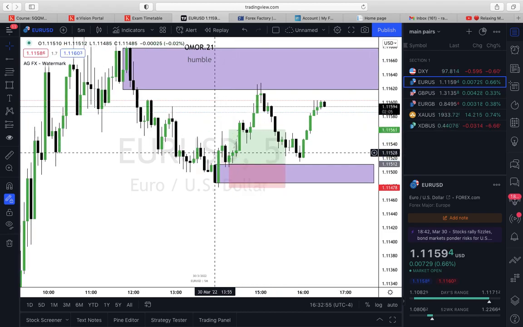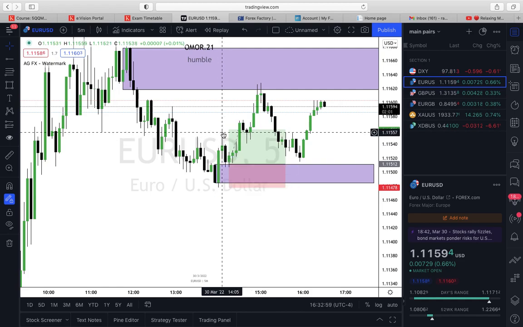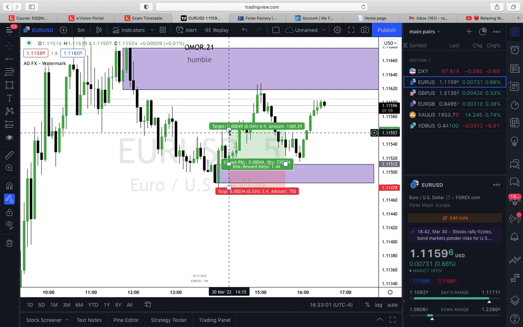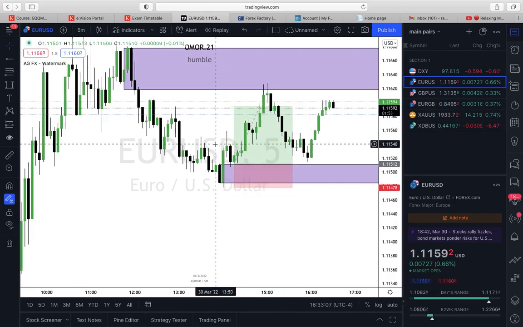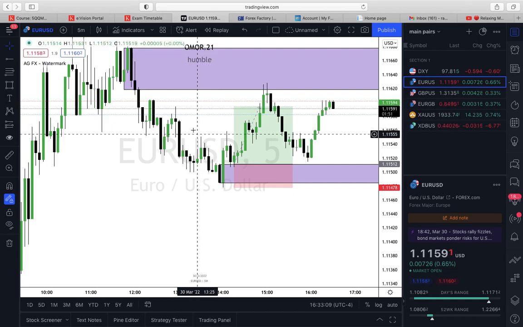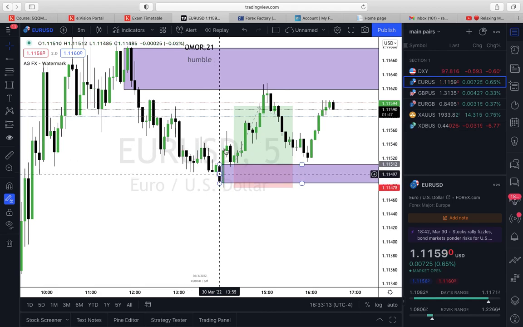You see this high, right? You see how we take out this high before we retrace into the order block. Just aim for the next high, because you know that this high's getting taken out. The high next to it is likely to be taken out because of this market structure shift. Higher, lower, higher. Yeah?